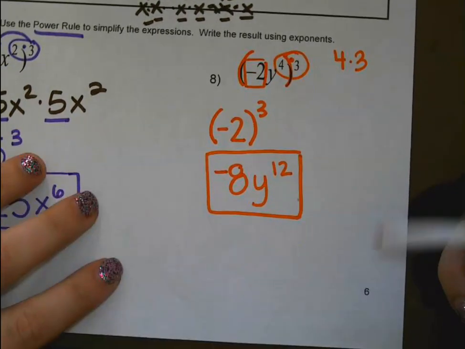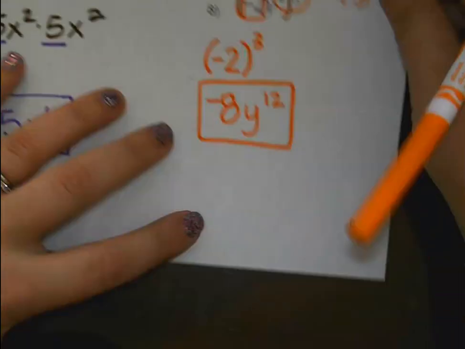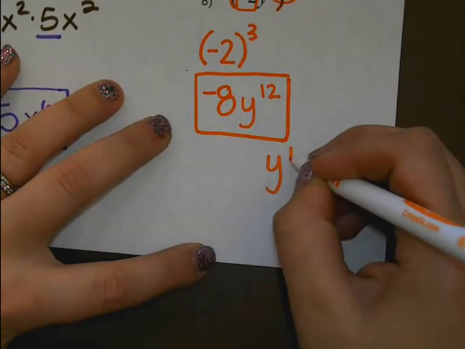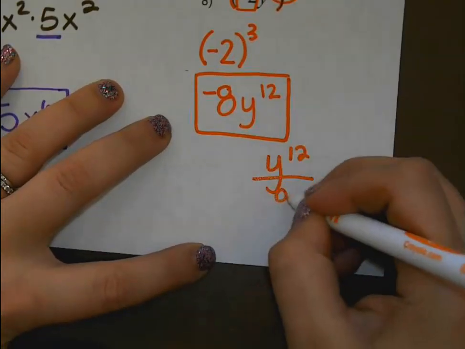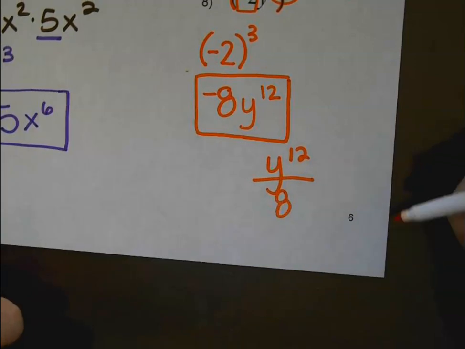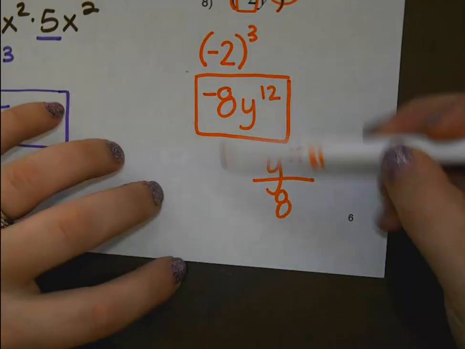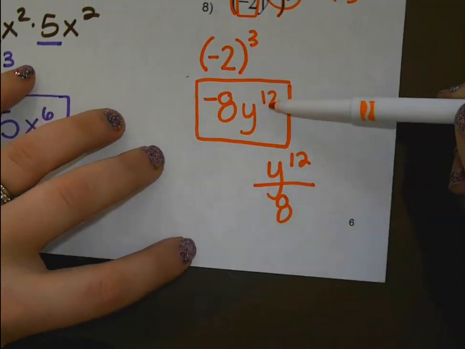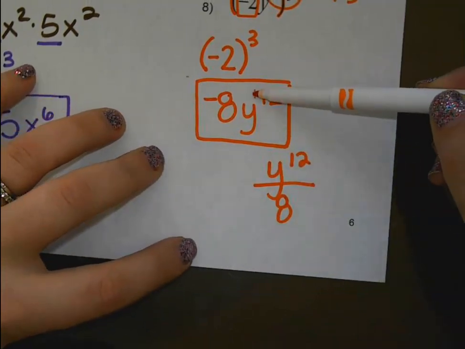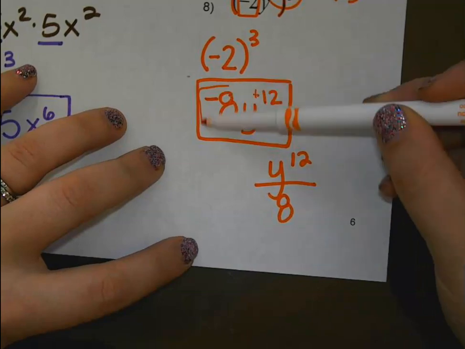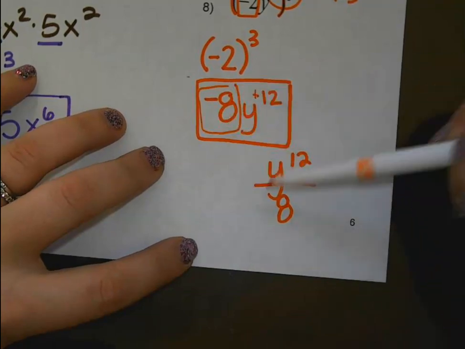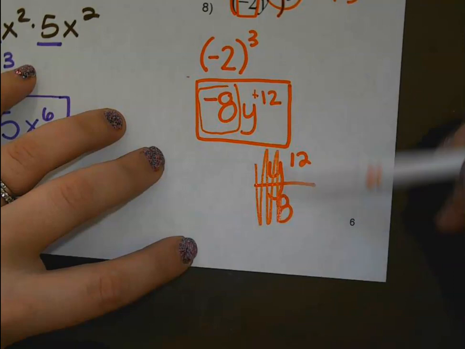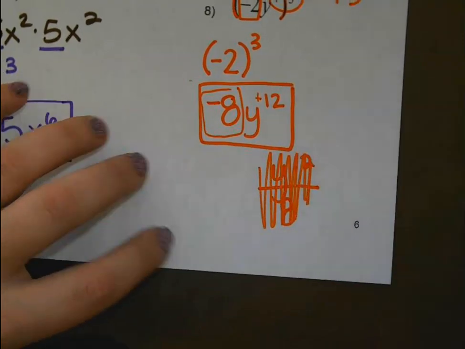Now, oftentimes, let me show you the error I see. I'll see people put this as their answer. That is wrong. You only move it if the exponent is negative. This exponent's positive, so this should not be moved to the denominator. No, this is our answer here.